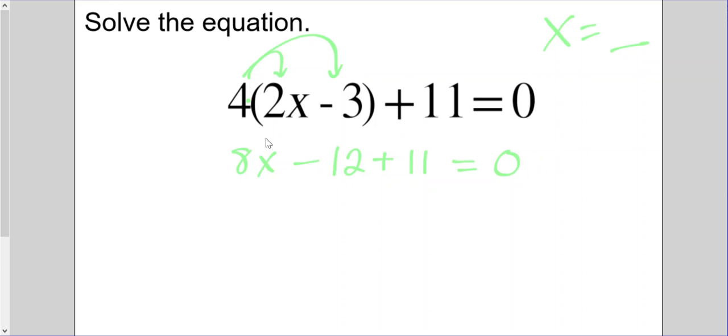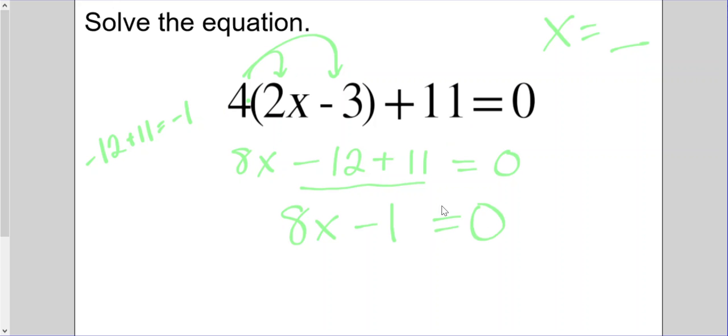I'm really just simplifying everything on this side that I can, and then I'm going to work on solving the equation. And my next step to do that is by combining these two. I'm really just going to add those two together. Negative 12 plus 11 equals negative 1. So that leaves me with 8x minus 1 equals 0. Again, still not solving the equation. I'm really just simplifying this side right now.